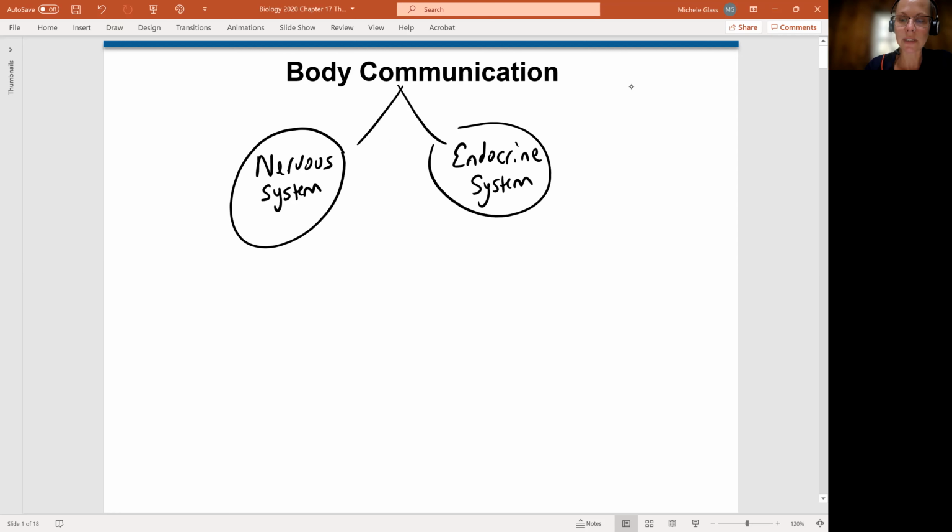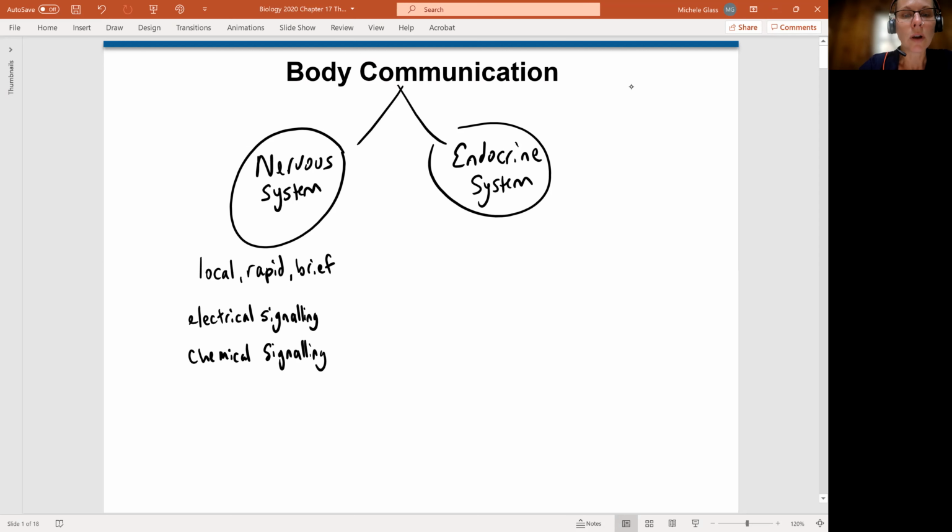When we talk about the nervous system, I like to think of this as quick communication. We can talk about it as being very localized, and very rapid, meaning the communication happens quickly, but then it's also very brief. So it's like a quick signal and then the signal stops. We're doing both electrical signaling, which we've talked about in our previous discussions, and chemical signaling, which of course involves our neurotransmitters. And the nervous system we can also talk about as responding to external stimuli.